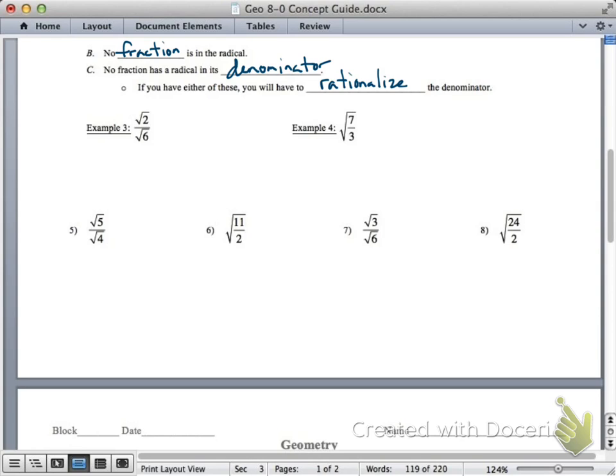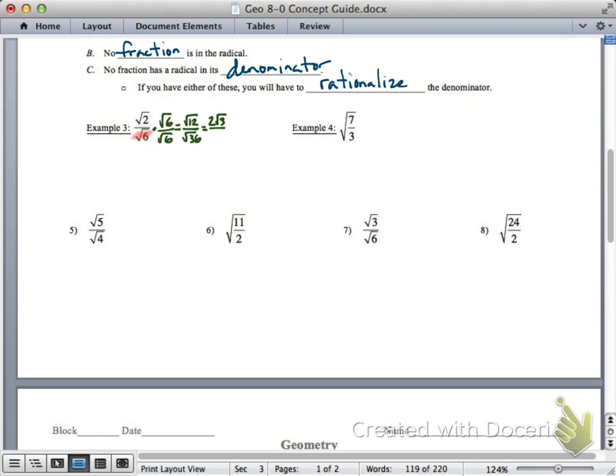Here's how this works. Example 3 here, we have square root of 2 over the square root of 6. We have a fraction with a radical in the denominator. To rationalize the denominator, you're going to take the denominator and turn it into 1. So where we have a square root of 6 on the denominator, we're going to make it square root of 6 over the square root of 6, which would cancel out into 1. So it allows us to multiply the square root of 2 over the square root of 6 by it and not change its value.